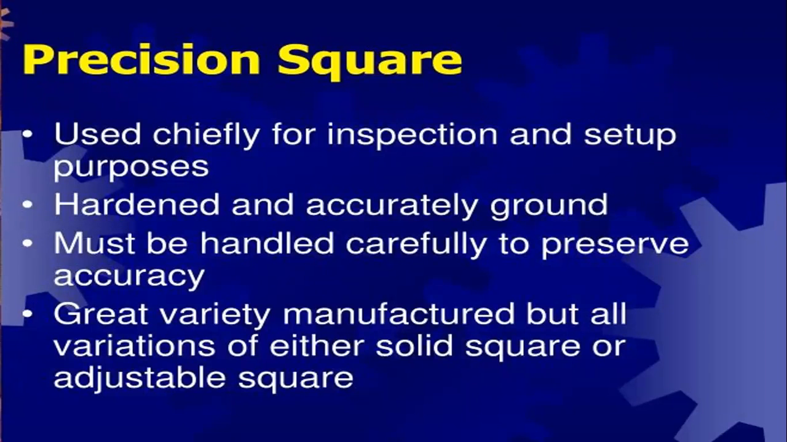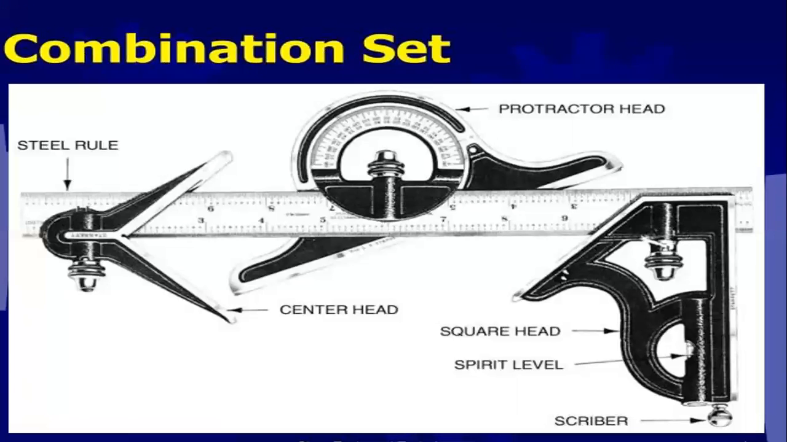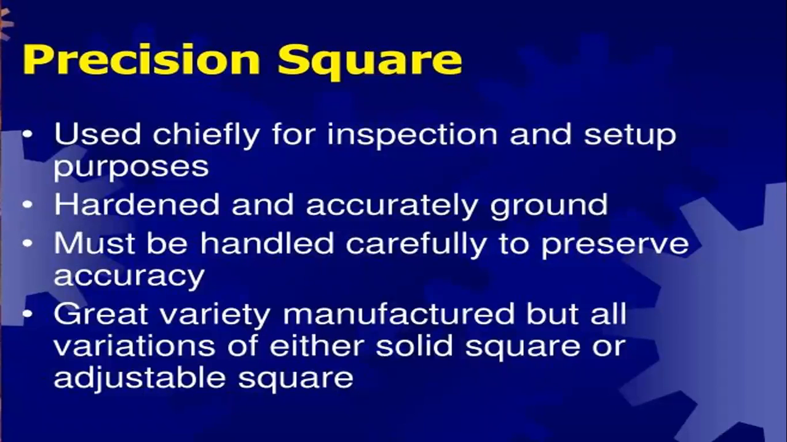Next one is the precision square. It is one of the types of squares. These precision squares are used chiefly for inspection and setup purposes, highly used in offline inspection, and also for setup.